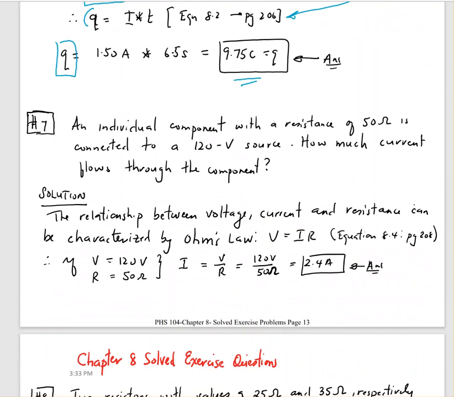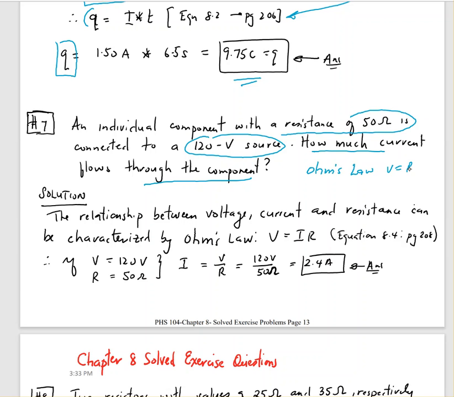Number 7, an individual component with a resistance of 50 ohms is connected to a 120 volt source. How much current flows through the component? So this right here is dealing with Ohm's law, which tells us there's a relationship between the voltage, the current, and the actual resistance within that component. So they identified to us what the voltage source was. They told us what was the resistance of that component. So from Ohm's law, we can find out what our I is. We can rearrange the equation, and then we find our I to be 2.4 amps.